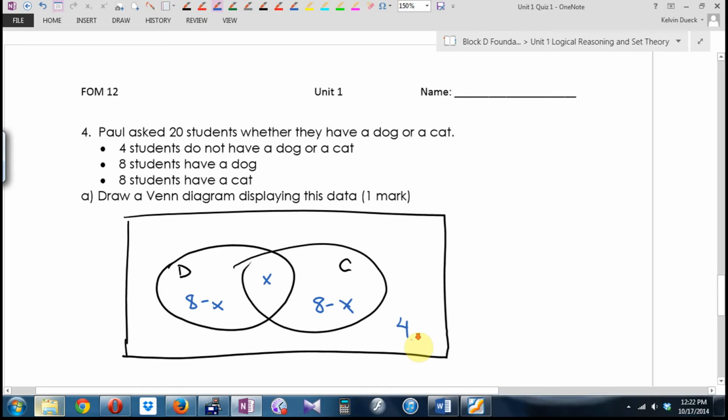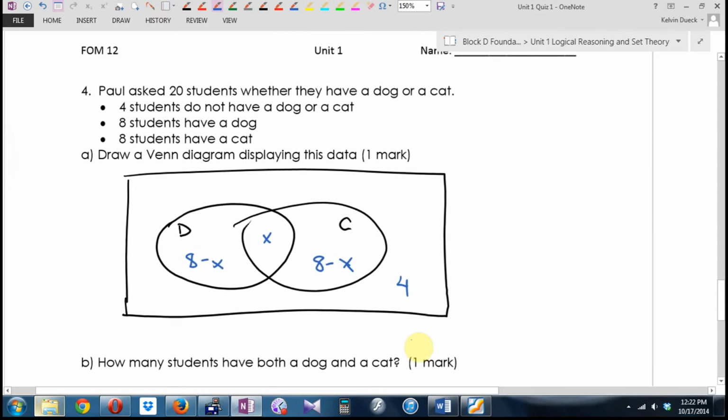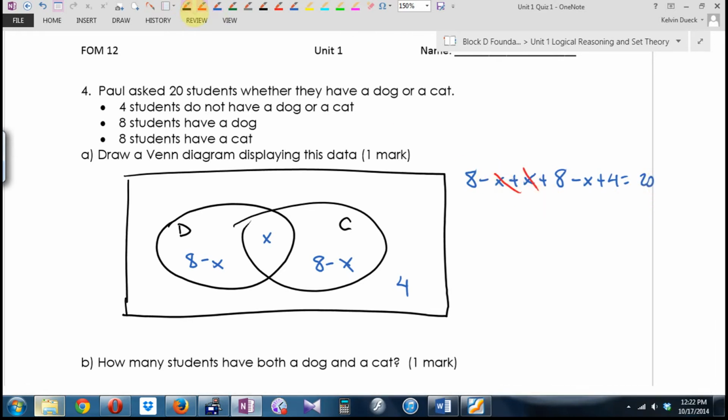What's my equation going to be? 8 take away X plus 8 take away X plus 4 has to add to 20 kids. Yay. I get 8 plus 8 is 16, plus 4 is 20. So I get this: 20 take away X equals 20.